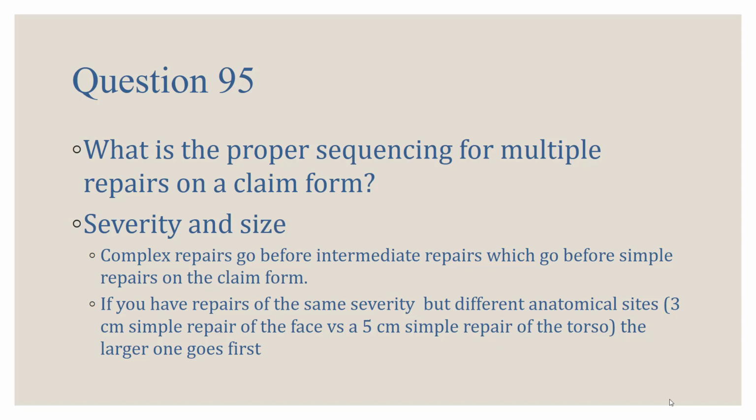If you have repairs of the same severity, but they're in different anatomical sites, for example, a 3 centimeter simple repair of the face versus a 5 centimeter simple repair of the torso, the larger repair is going to go first. So the 5 centimeter simple repair of the torso is first, the 3 centimeter simple repair of the face is second.